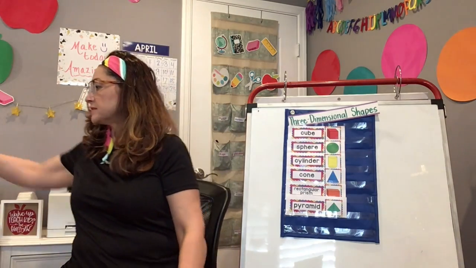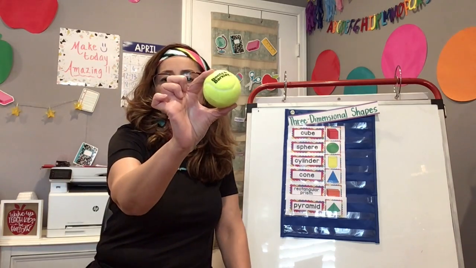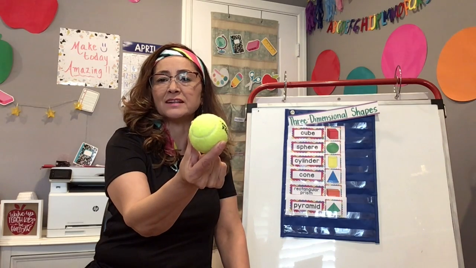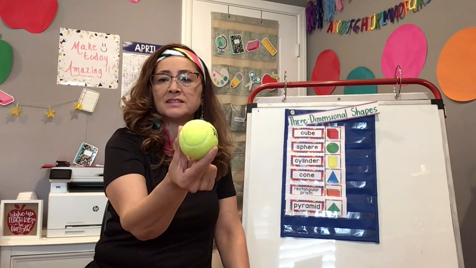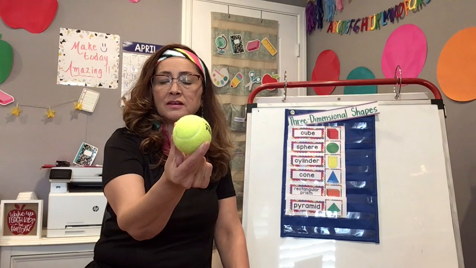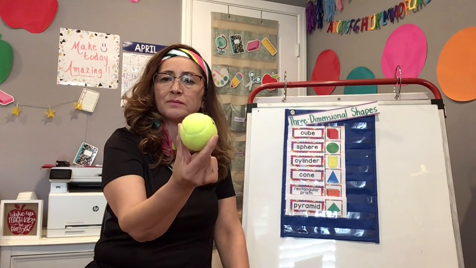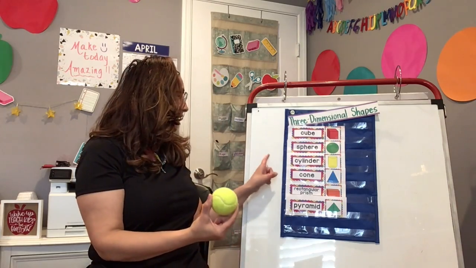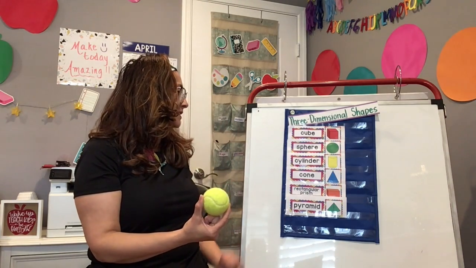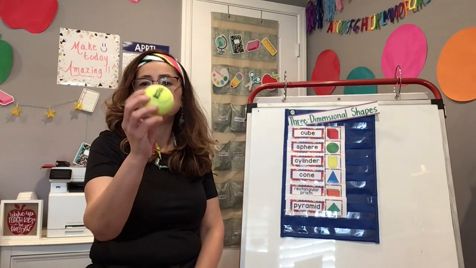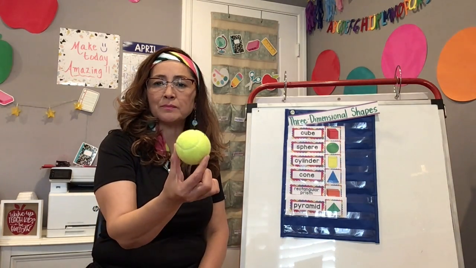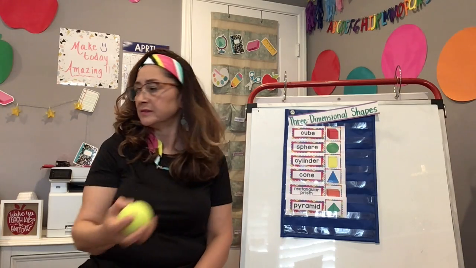Next, my friends, I found this object. Do you know what this object is? That's right. This object is a tennis ball. This tennis ball is shaped like what 3D shape, boys and girls? That's right. It is a sphere. Sphere. So this tennis ball is shaped like a sphere.